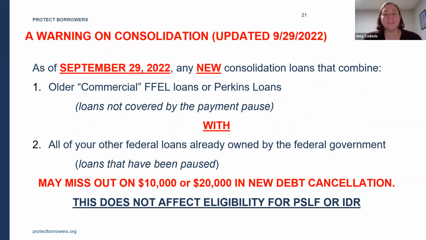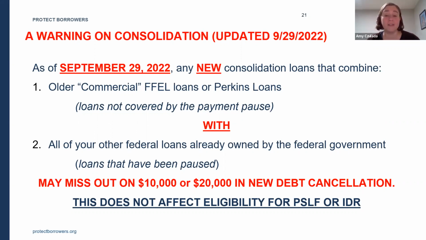Okay, once more, I just want to mention here that there was that recent change, which is not so recent anymore, back in September of 2022 from President Biden. So as of September 29th, 2022, borrowers with commercial FFEL or Perkins loans held by an institution are no longer eligible for cancellation under the debt relief plan announced in August. All borrowers who consolidated before September 29th don't need to worry about this. But if you have a mixture of loans that received the payment pause and some that did not receive the payment pause, consolidating all of those loans together could affect your eligibility for the cancellation of 10K or 20K under the announcement from August.